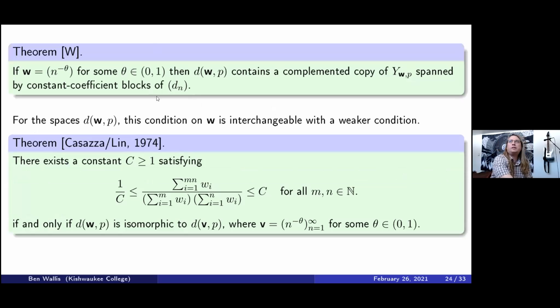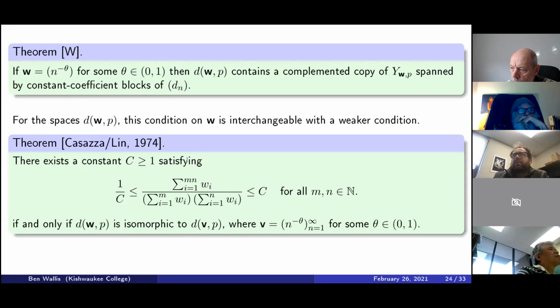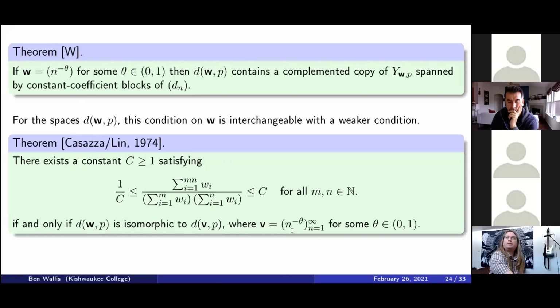And what I did, in my preprint here, I proved that under this specific condition on the weights, and don't worry, I have a general case to take care of the non-specific condition, the Lorentz sequence space contains a complemented copy of this YWP space, which is spanned by the constant coefficient blocks of the original basis. Now, I do have something for the general case, as I said, but before I do that, I wanted to mention this case, and make no mistake, it's restrictive, but it's not quite as restrictive as you might think. Casazza and Lin, in the 1974 paper, proved that any weight satisfying this condition gives rise to an isomorphic Lorentz sequence space satisfying the condition that I used. So, it's still restrictive, but not quite perhaps as restrictive as having these actual weights.